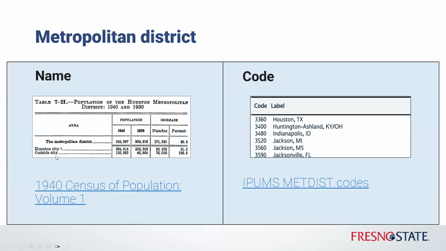this, the 1940 census of population, the metropolitan district is divided into 2 areas, the city of Houston and everything around the city of Houston. Each of those is going to have its own prefix. And so you need to know what those prefixes are.